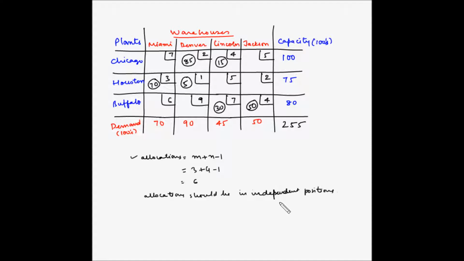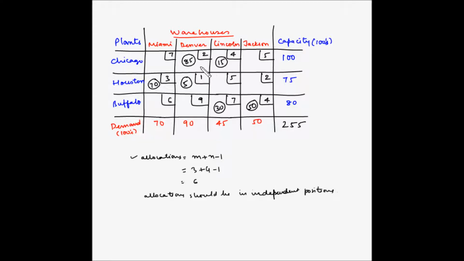Now what this means is that it is not possible to change any individual allocation without either rearranging the position of the allocations or violating the capacity and demand constraints. So a simple rule of thumb for allocations to be in independent position is that it is impossible to travel from any allocation back to itself by a series of horizontal and vertical jumps from one occupied cell to another without a direct reversal of the route.